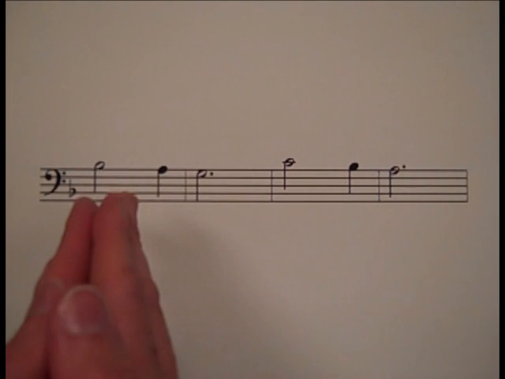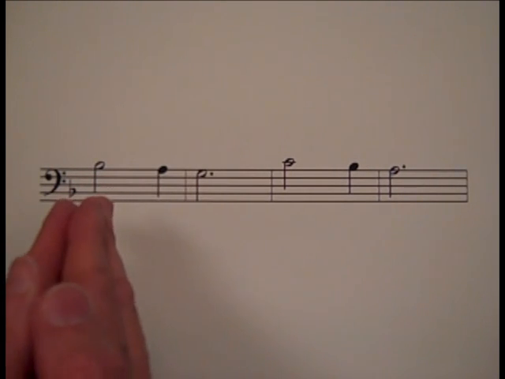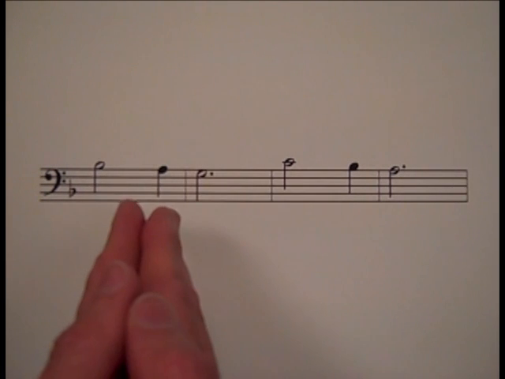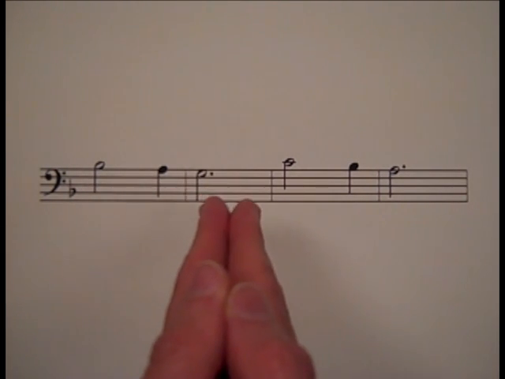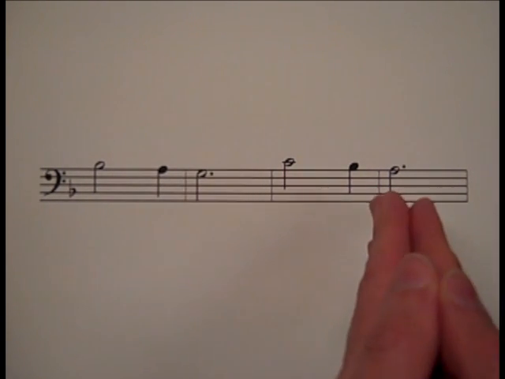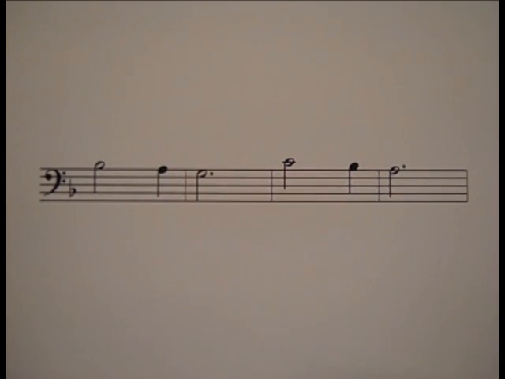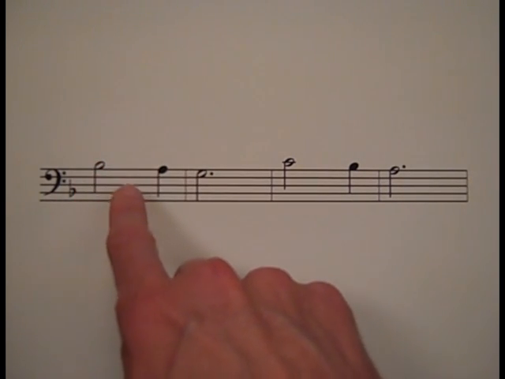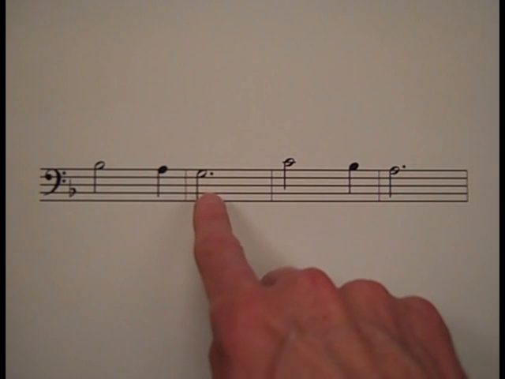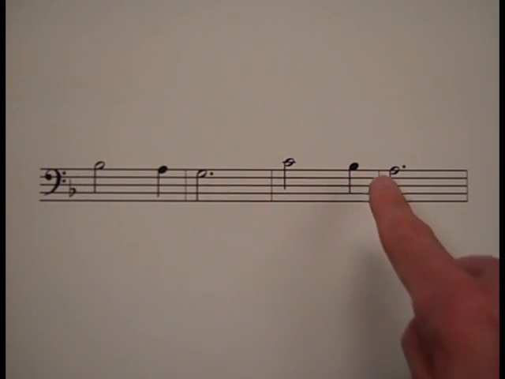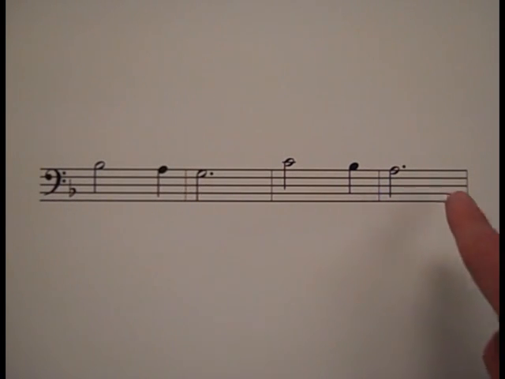Let's try clapping the rhythm and counting the beat. Ready, go. 1, 2, 3. 1, 2, 3. Now you try by yourself. Clap and count the beat out loud. Go. 1, 2, 3. 1, 2, 3.